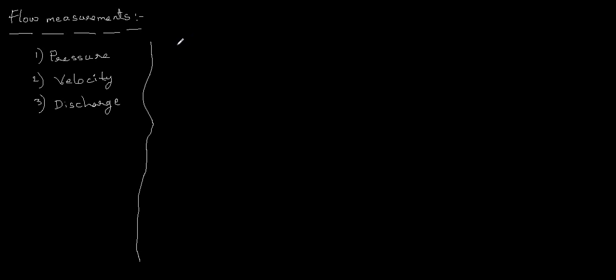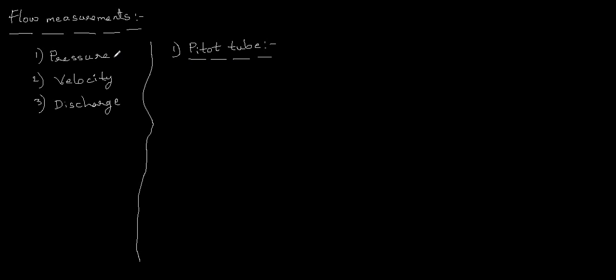For finding the velocity, there is a particular instrument which is known as a pitot tube. The pitot tube is used for finding the velocity at any point in a flow field in a pipe.